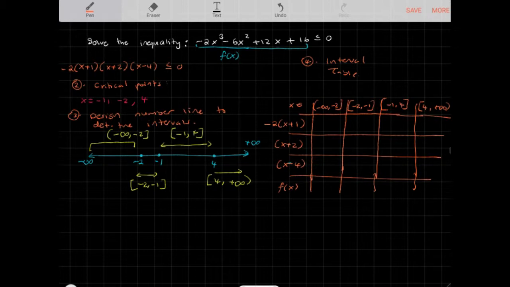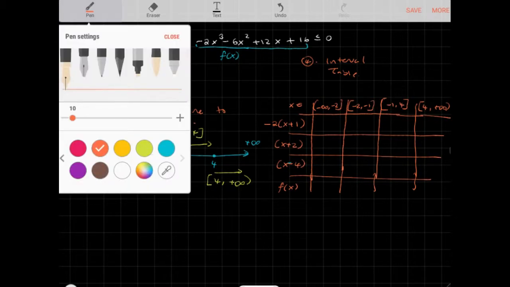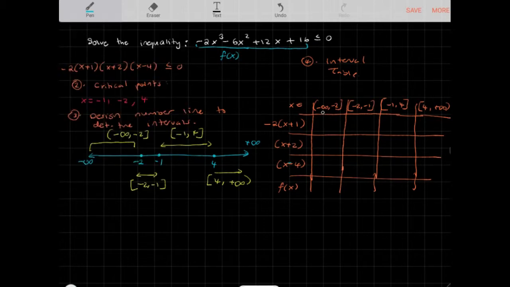Okay, and then I'm going to pick a value from each interval, so I'm just going to show that using a different color. Let's say between the interval of negative infinity and negative 2, I plug in x equal to negative 3. If I plug in negative 3, you get negative 3 plus 1, which is negative 2, times negative 2, that's positive. Right, so you have to test out one value for each column, and then you can figure out the signs of each interval.